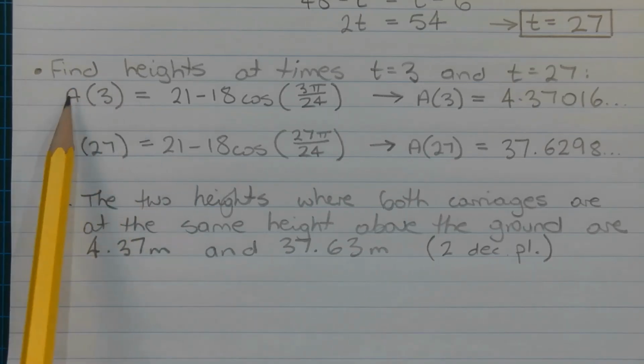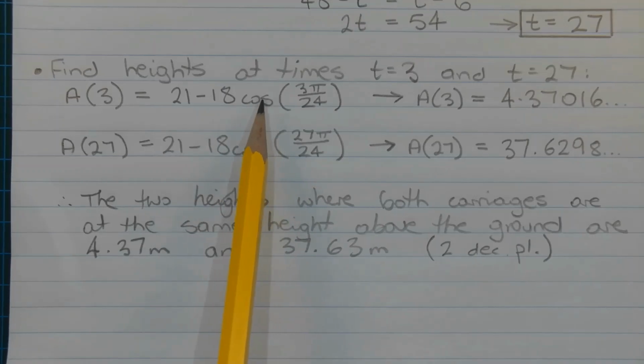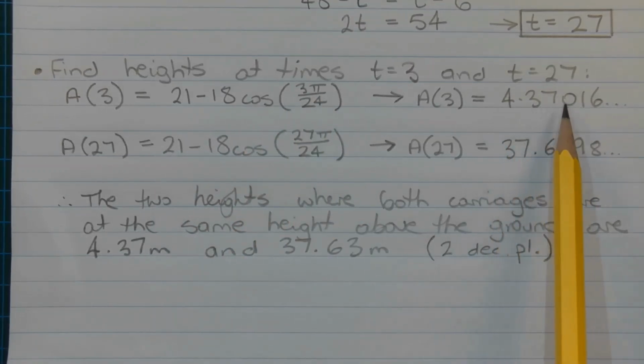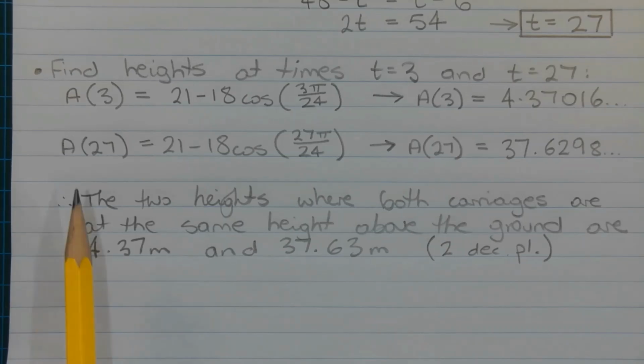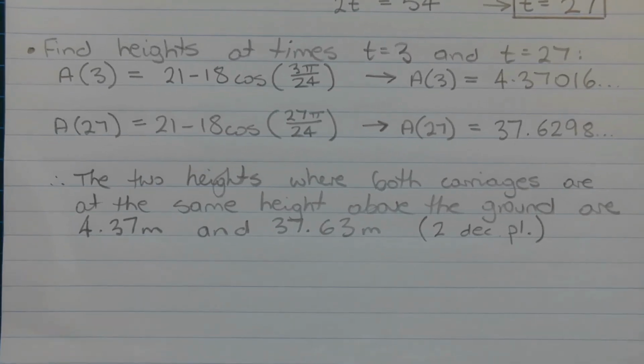So we can use a of t for that. So a of 3 is equal to 21 minus 18 times cos 3 pi over 24, and that evaluates to 4.37016 and so on. A of 27 evaluates to 37.6298 and so on, but we need to round those values correct to 2 decimal places. Therefore, the two heights where both carriages are at the same height above the ground are 4.37 metres and 37.63 metres, correct to 2 decimal places.